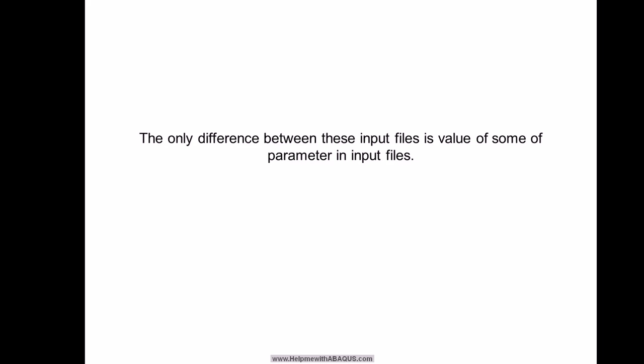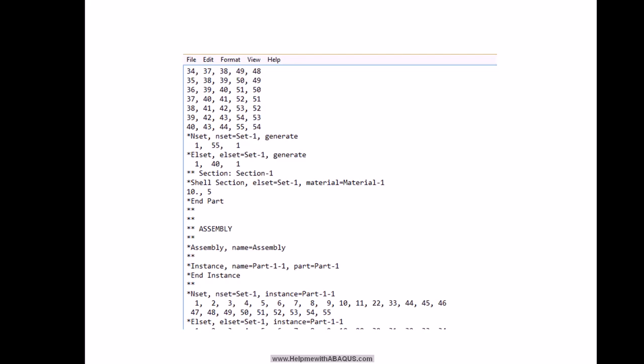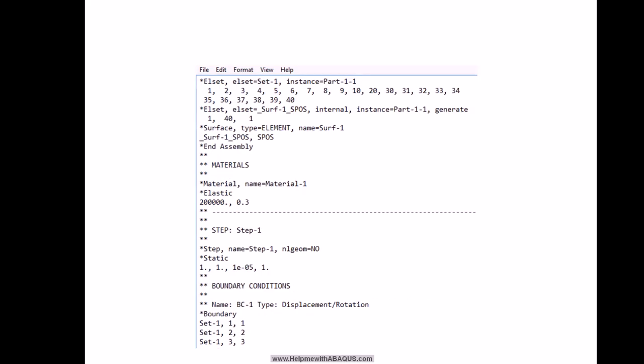Parametric study. Suppose you want to generate and execute multiple analyses. The only difference between these input files is the value of some parameter in the input files. All variables that have values could be a candidate, for example, shell thickness or material properties.